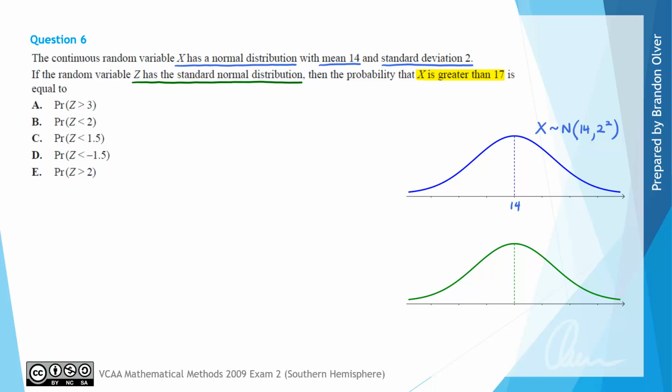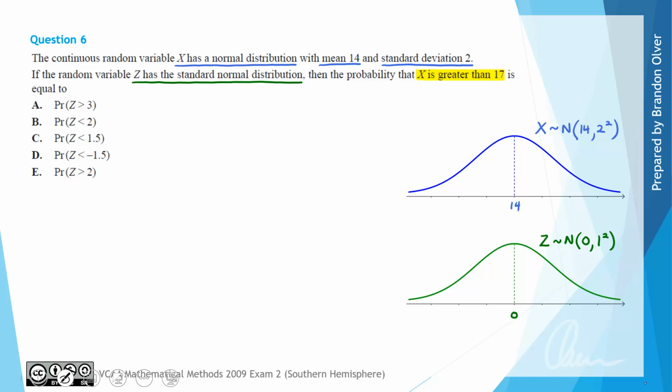For the standard normal distribution, which I'm going to put in green on the second curve, z is distributed normally with a mean of 0 and a variance of 1 squared. So that's what the standard normal distribution is, and it's going to have 0 as the value in the middle.